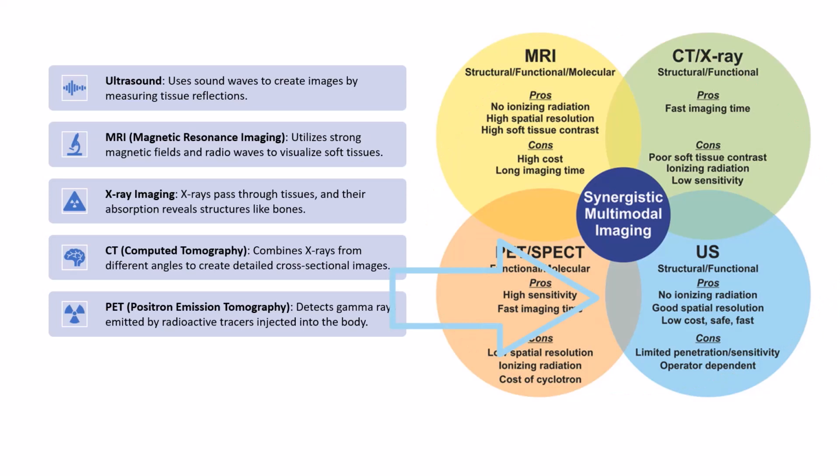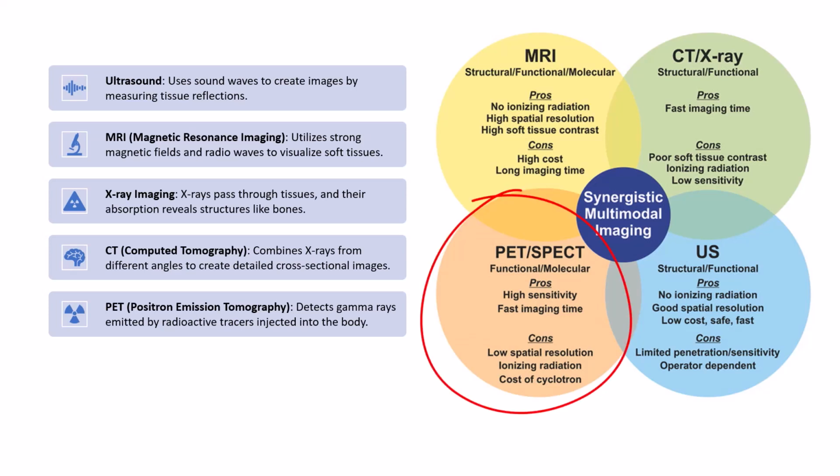Ultrasound uses sound waves to create images by measuring tissue reflections. MRI utilizes strong magnetic fields and radio waves to visualize soft tissue. In X-ray imaging, X-rays pass through tissues and their absorption reveals structures like bones. CT combines X-rays from different angles to create detailed cross-sectional images. And finally, PET, positron emission tomography, detects gamma rays emitted by radioactive tracers injected into the body.